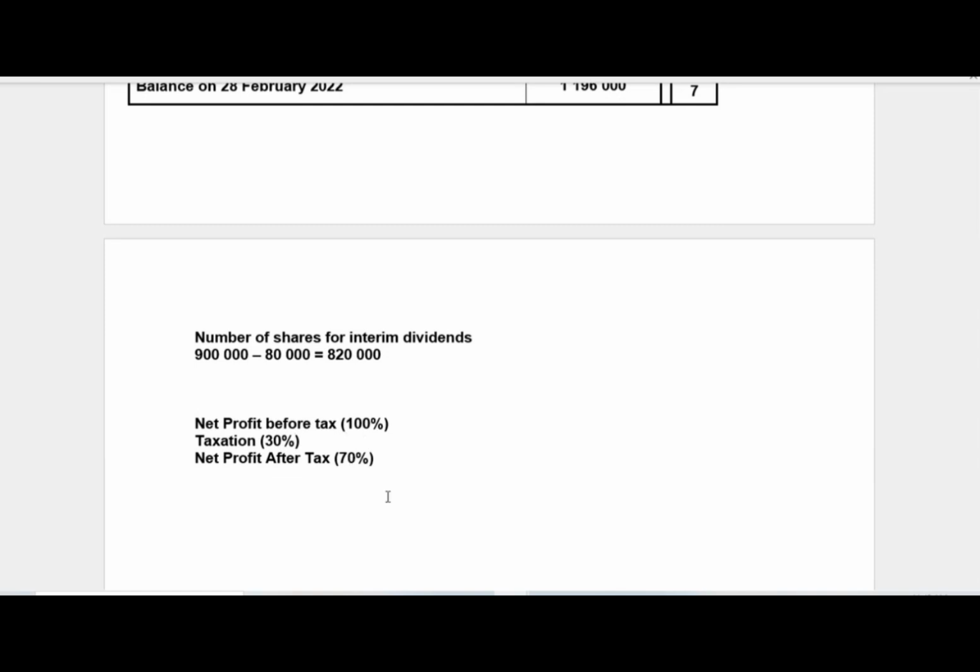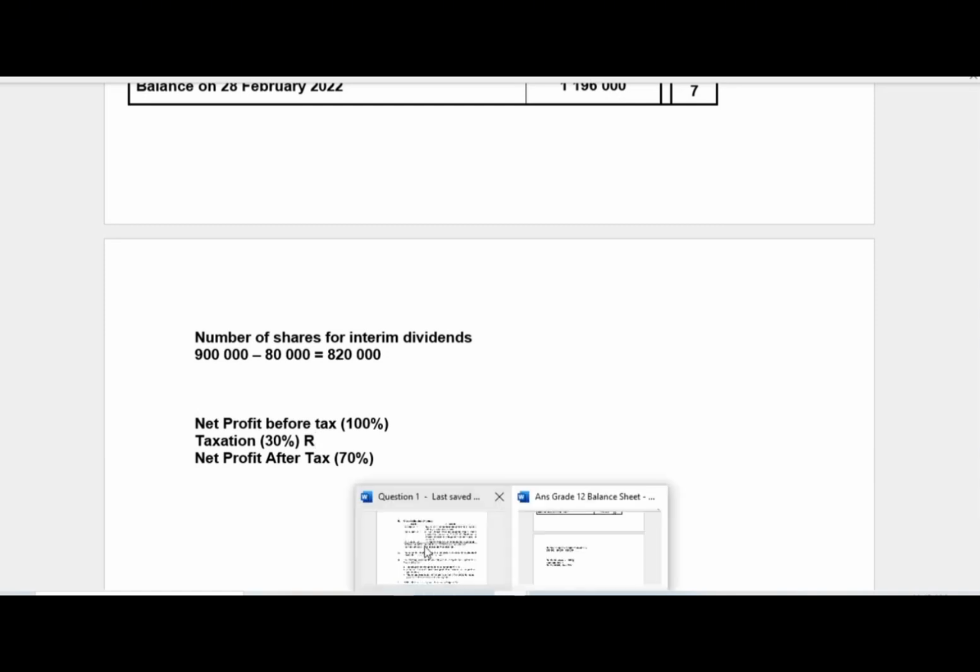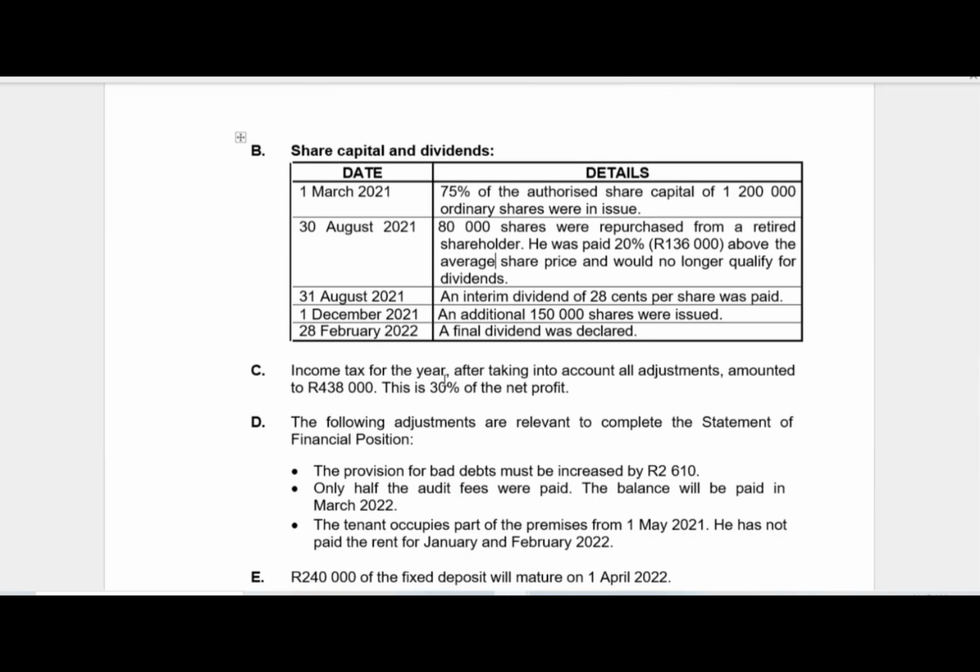Now, how much is the rand value that you have? The rand value that you have here is the rand value for the tax. Let's go there. They say income tax for the year, which is 30% of the net profit, amounts to 438,000.